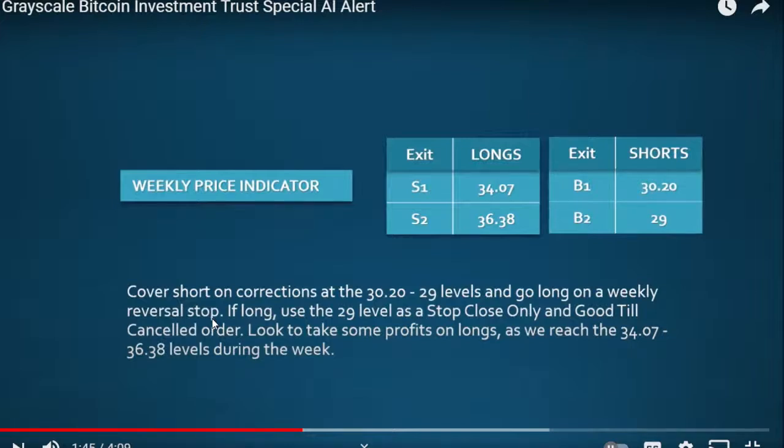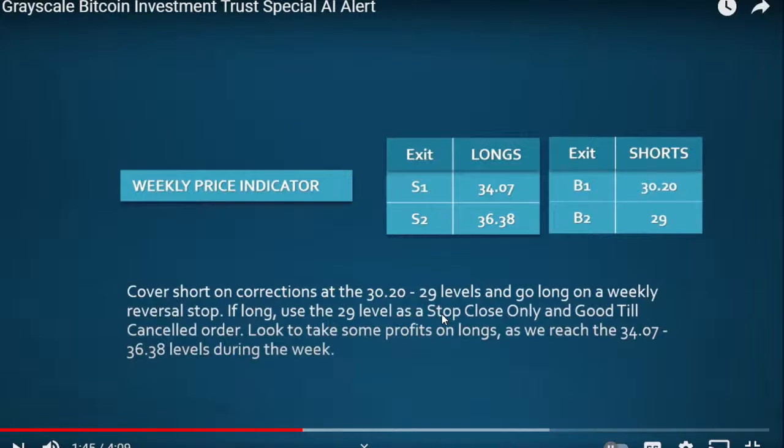That means that anytime during the week, if the price comes down into these levels and it closes above, that is a weekly reversal stop. And if it activates a long or a buy, start using the 29 level as your protective level. It tells you stop close only, which means that only if the market closes below that level do you get stopped out. The market could come down through that level and come back up again. That means that you should still be in the position.